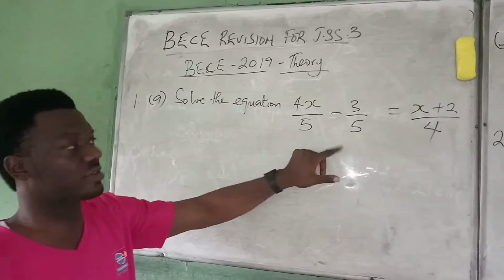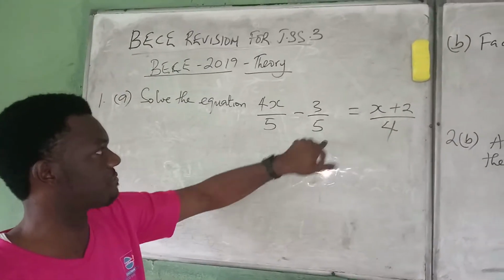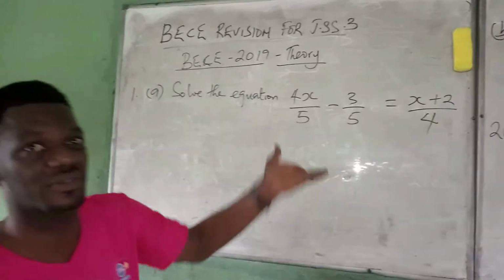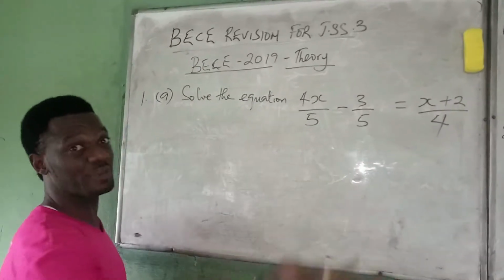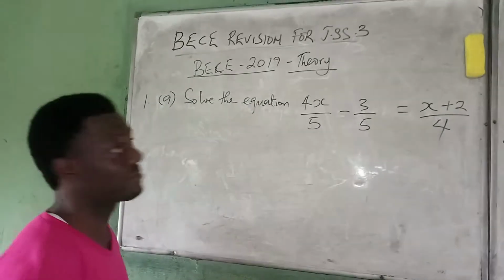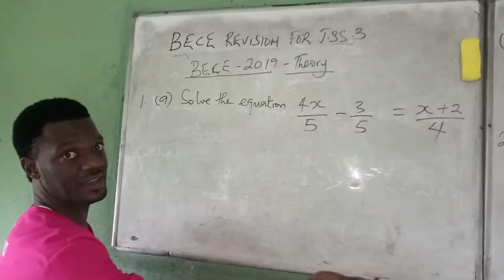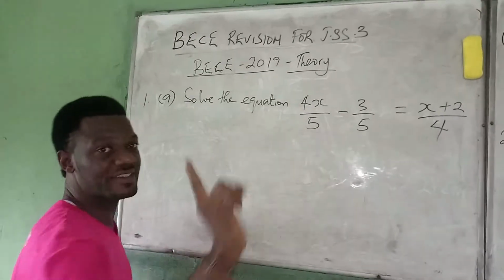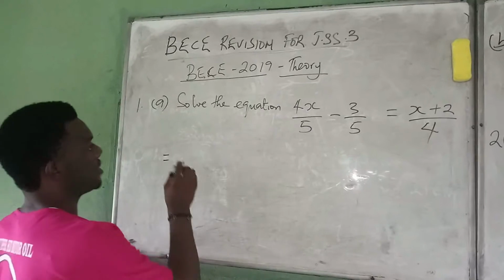It says solve the equation 4x over 5 minus 3 over 5 is equal to x plus 2 over 2. This is a JS1 question. So once you see this, they have the same denominator. So you subtract them directly, even though because of these variables you can't subtract them normally. You know how to subtract algebra, but they have the same denominator. So this will be equal.